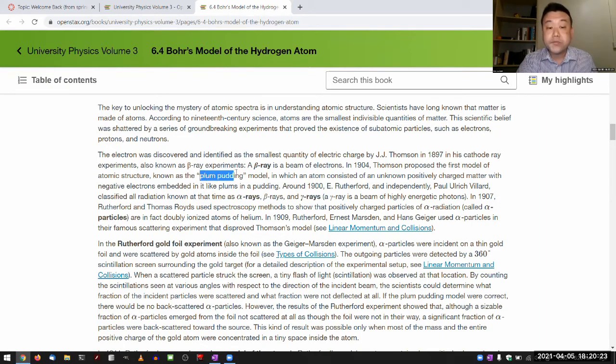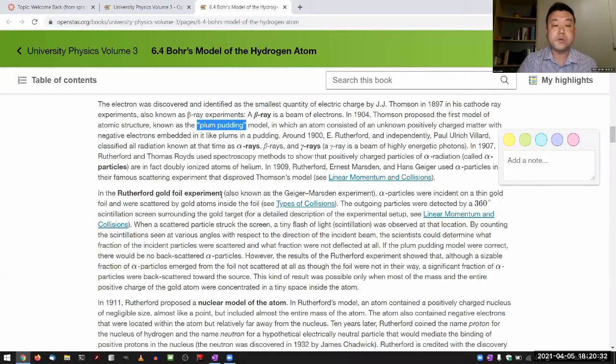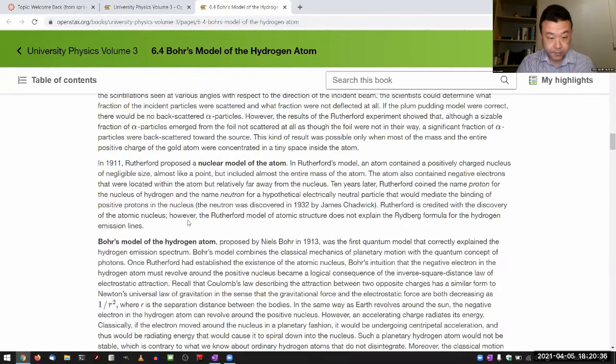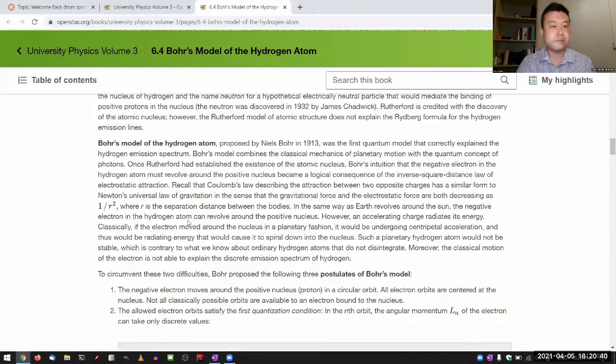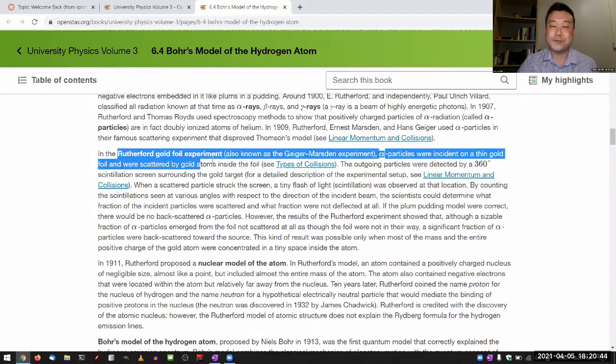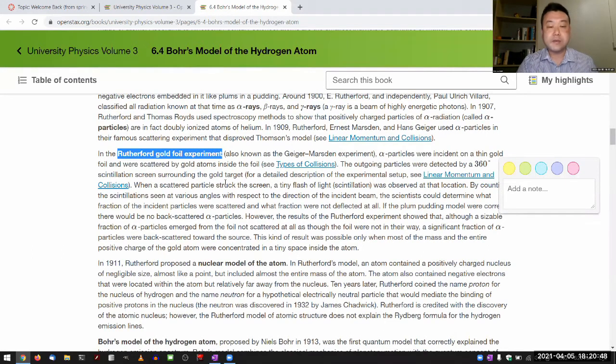The plum pudding model is one such model that was ruled out early on, through the Rutherford gold foil experiment. If you want, you can look up the Rutherford gold foil experiment and look at the experimental setup, since the text doesn't have figures. A significant fraction of the alpha particles, rather heavy products of radiation, got bounced straight back from the gold foil. This gave evidence that in the structure of the atom, there must be a very dense, very small concentration of positive charge and most of the mass of the atom.